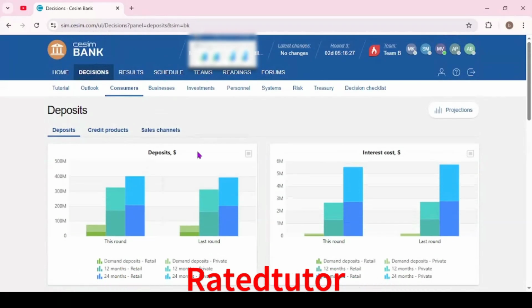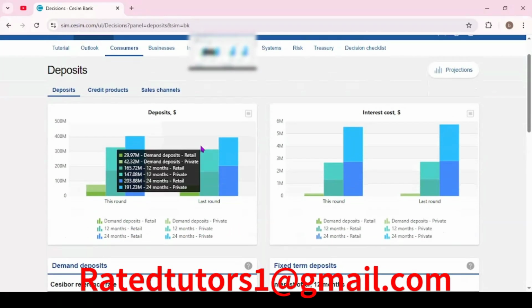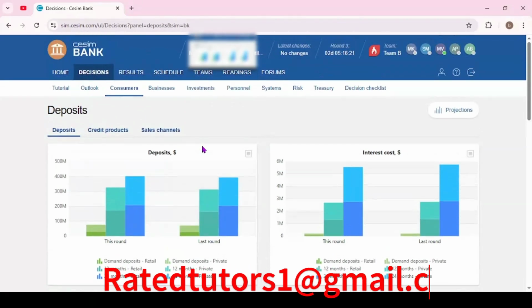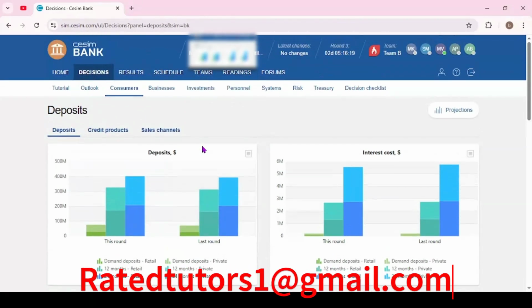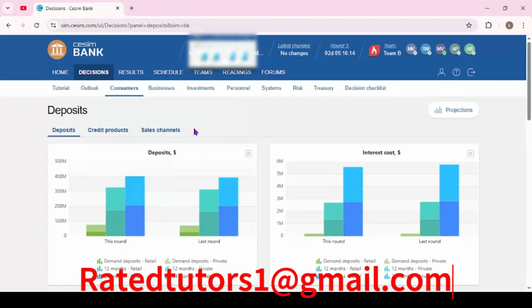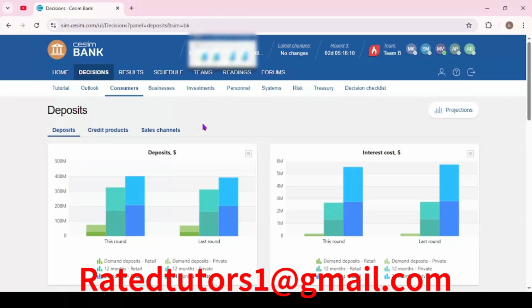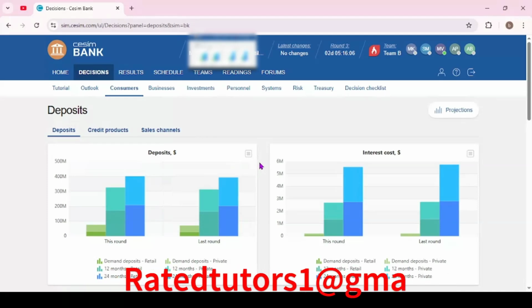After going through the results, remember you should compare your team, know how you are going, and see the challenges that you're facing in the simulation before making decisions for the next round. So you should compare yourself with your competitors and know the strategies that you need to come up with in the simulation.